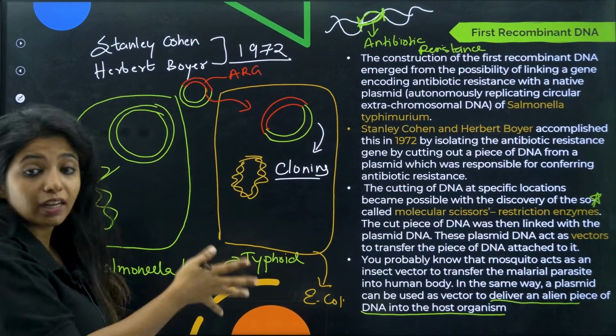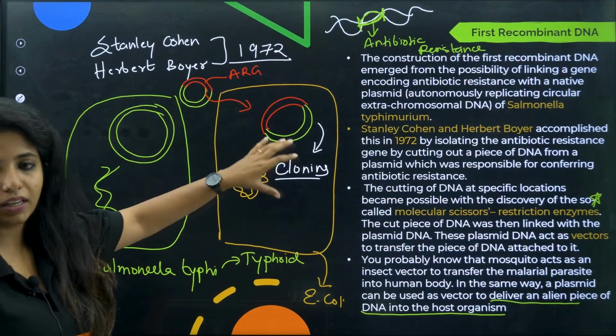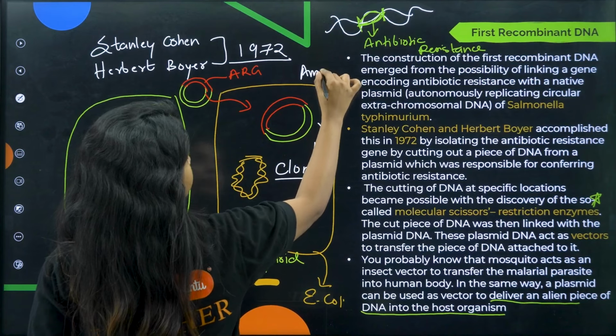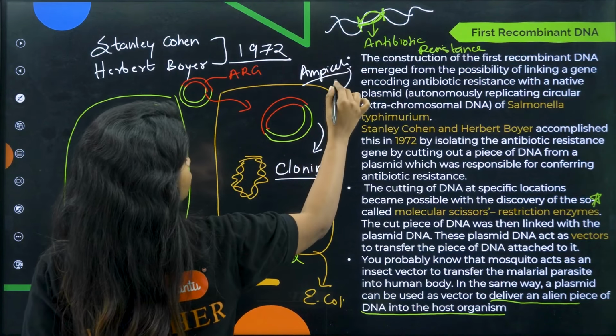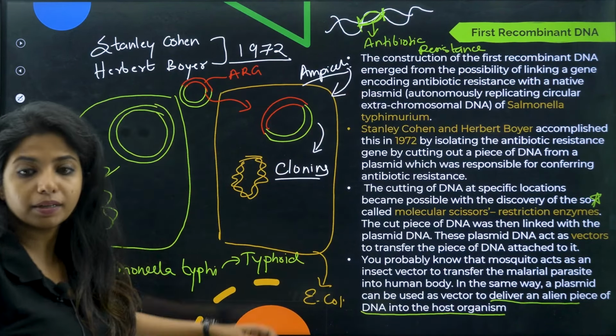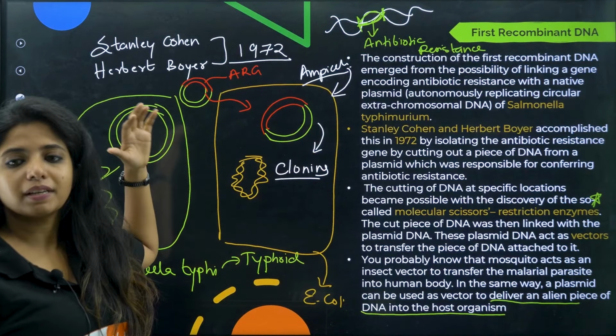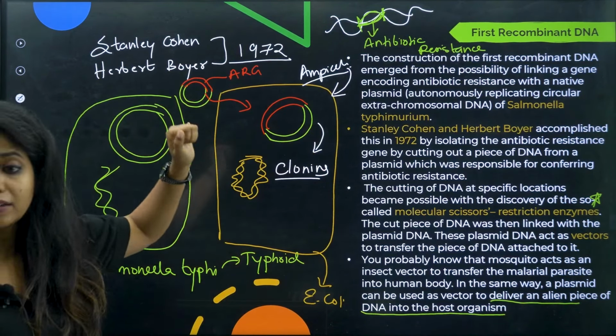Now to see if it is antibiotic resistant, what do I do, children? This E. coli is there with the plasmid, it has antibiotic resistance gene. Now if I treat it with ampicillin, and if it is able to survive, that means what? Basically, this antibiotic resistant gene is working over there. And this was done by Stanley Cohen and Herbert Boyer in the year 1972.